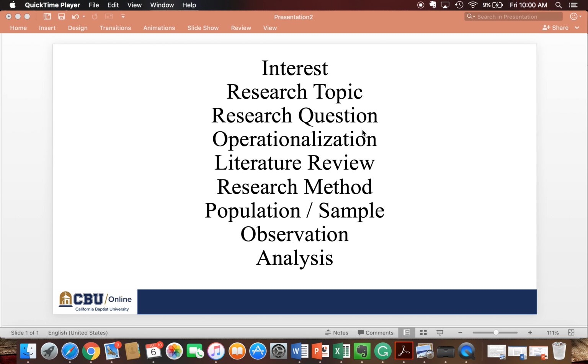The next is this word, operationalization, which is difficult for me to say, I guess, right now. But what we need to do is operationalize our terms in our research question. So, does a school resource officer... I will need to define what a school resource officer is.